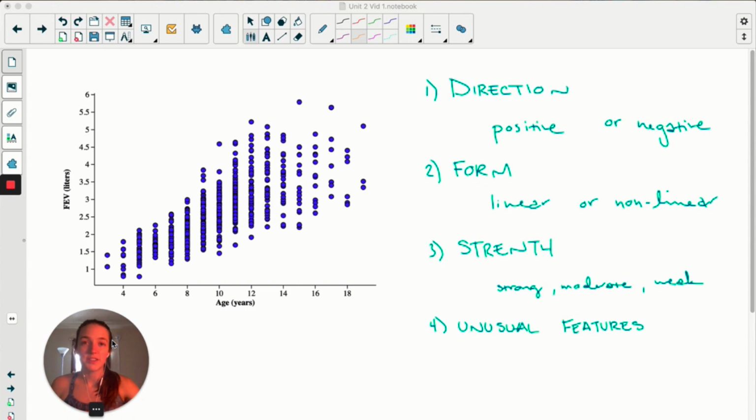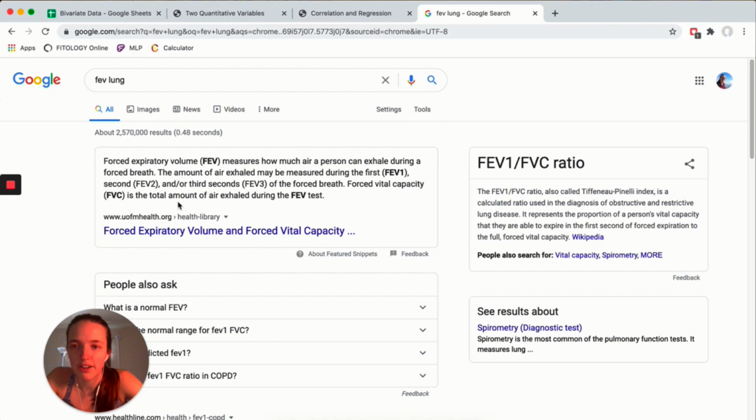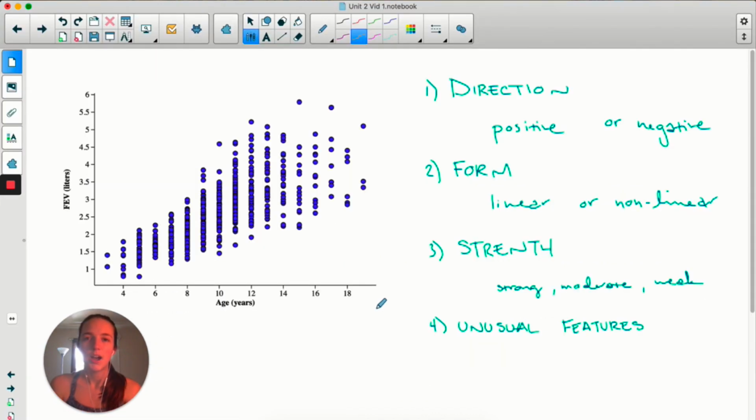This is from the smoker tab. So we have age versus FEV, which I can't remember what it stands for. Forced expiratory volume measures how much air a person can exhale during a forced breath. I wanted to bring this example up because you'll notice that there's no in-betweens for ages. You can't be 12 years and 2 months or 13 years and 5 months. It's just 12, 13, 14, 15.